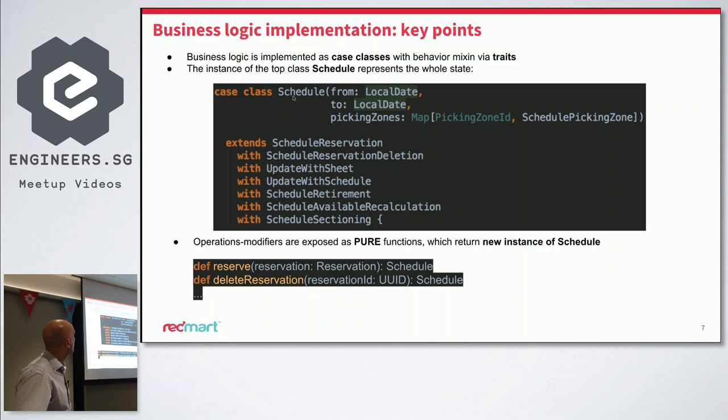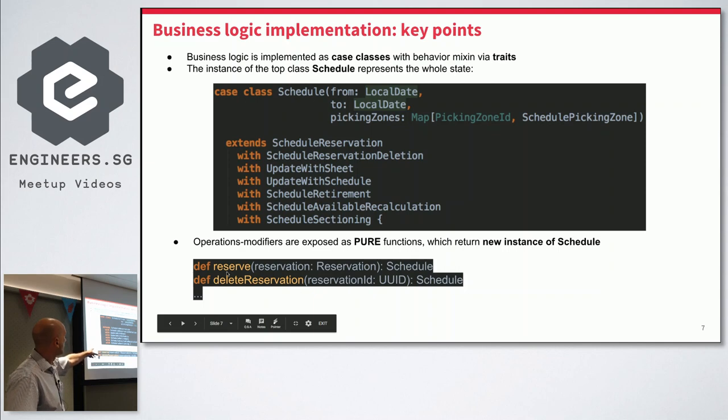There are key points here. First of all, this schedule represents the whole schedule. It's one instance of the class. It does everything. Operation modifiers, as I state here, are pure functions, meaning that each time you call one, it has no side effects. And the second key point, it returns a new instance of the whole schedule. So it's implemented in a pure functional manner. So we are safe when we want to make a reservation, let's say with one of the methods from the schedule reservation trait. The schedule reservation trait has only one public method and the other methods are private, so it's pretty clear.